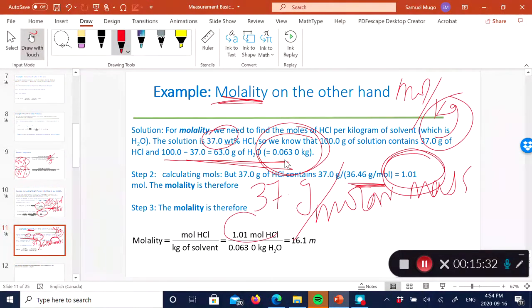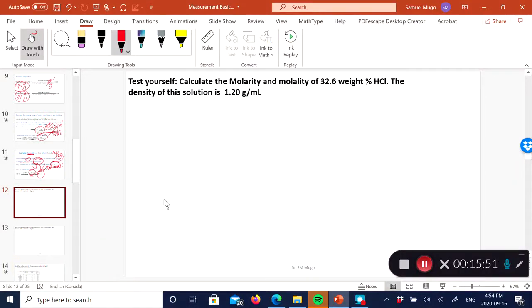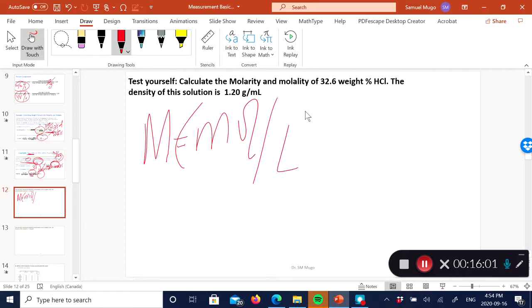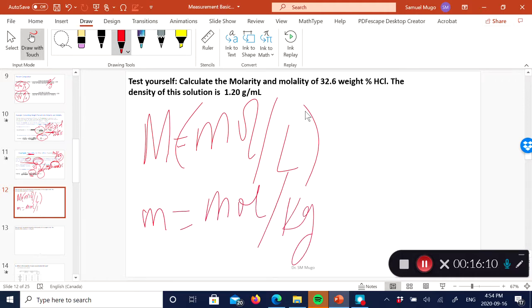And knowing the number of moles, you can divide it by the kilograms of the solvent to get the answer in molality, the small m. So take note of the difference in the calculation between molality and molarity, the capital M. Maybe at home you can do this problem: calculate the molarity, the molar concentration, which is moles per liter. And then also calculate the molality for that problem, which is moles per kilogram of the solvent. Okay, and I hope it's fairly clear in this case.